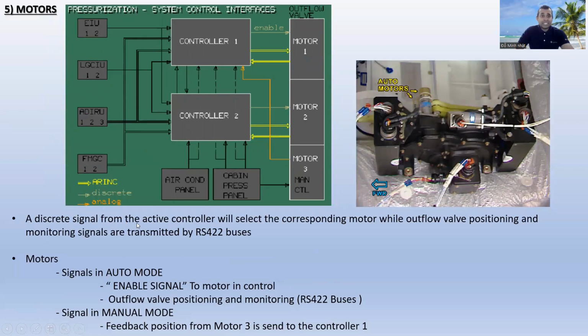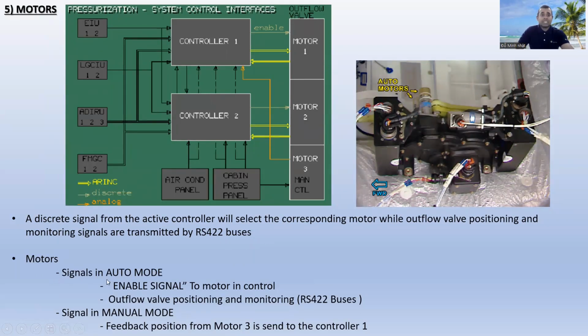Okay, a discrete signal from the active controller. If controller 2 is active, it's got the discrete signal active. And this is the active controller. If controller 1 is active, then the discrete signal will go to the motors, right? So the discrete signal from the active controller will select the corresponding motor, while outflow valve positioning and monitoring signals are transmitted by RS422 buses.